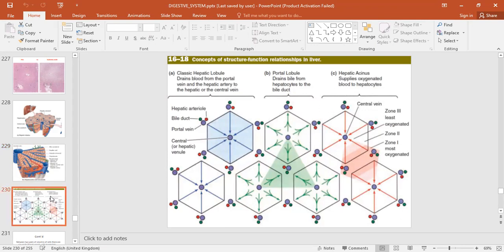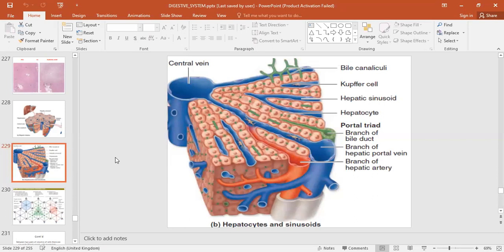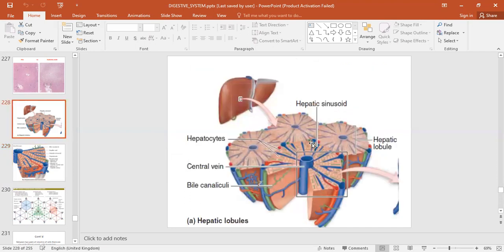Hepatic acinus, or acina, is concerned with concentration of oxygen in the liver. So we are saying blood in the portal artery, in the hepatic artery, is oxygenated. Blood in the portal vein is deoxygenated. And the portal triads are found away from the central vein.